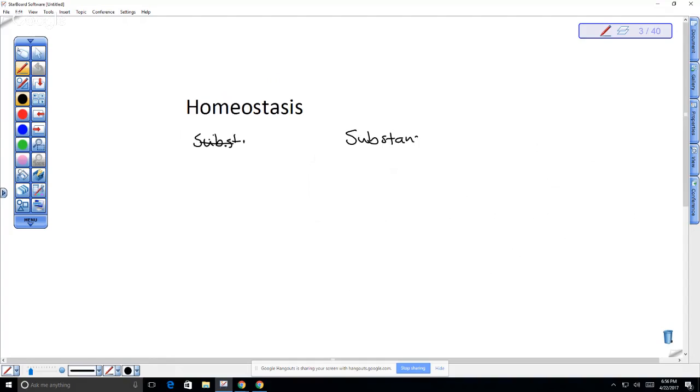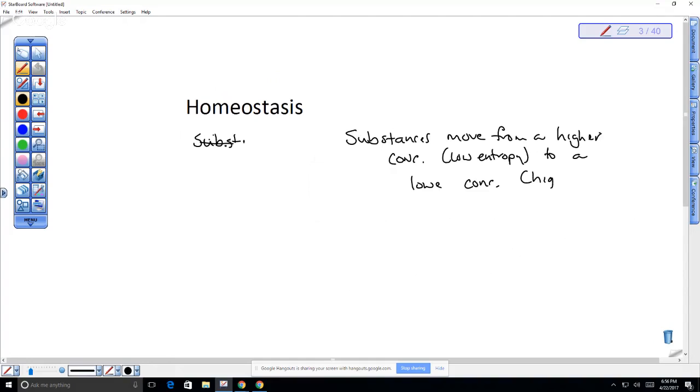So substances move from a higher concentration. So this would be low entropy because it's more ordered, to a lower concentration. And this would be high entropy. So entropy is just the measure of disorder, which we've talked about previously. So this is to a lower concentration.